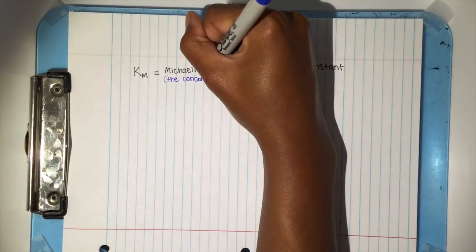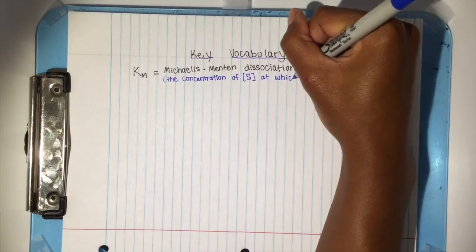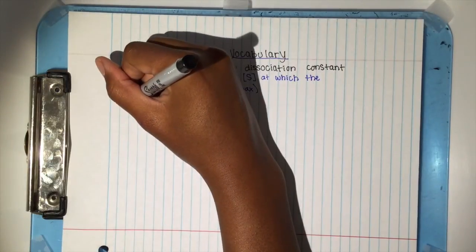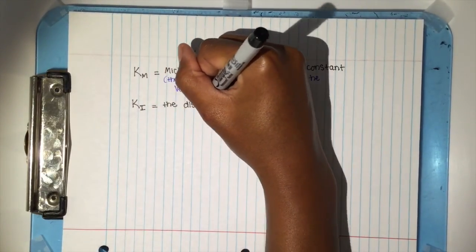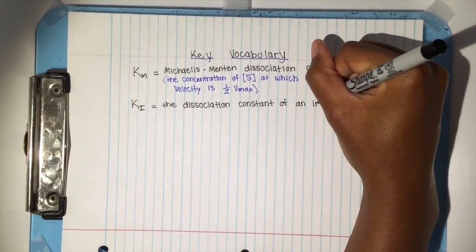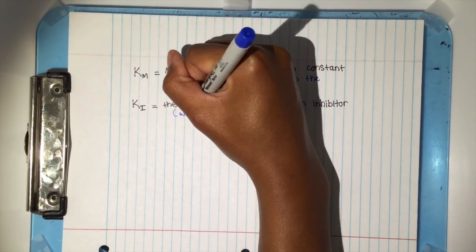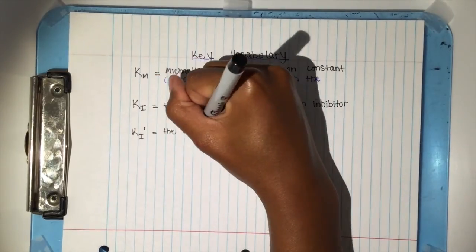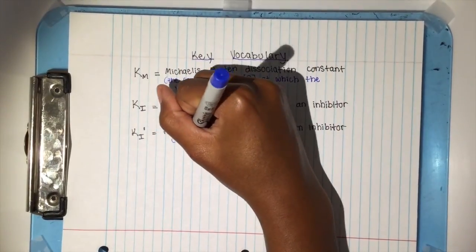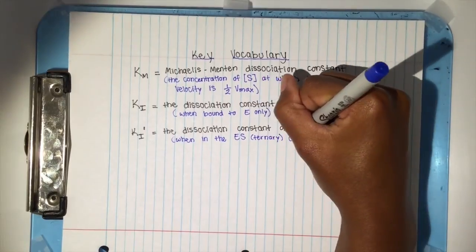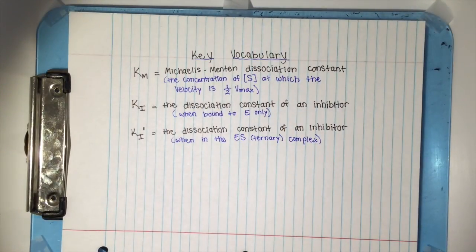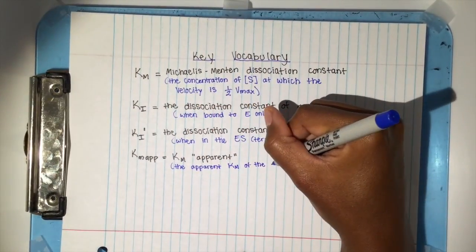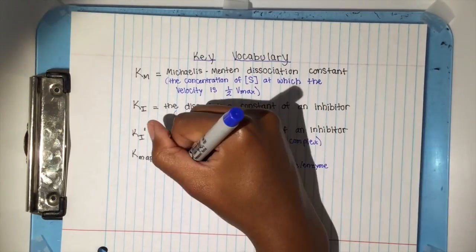First, the Km is the Michaelis-Menten dissociation constant, and it is the concentration of S at which the velocity is 1/2 Vmax. Next, we have Ki, and Ki is the dissociation constant of the inhibitor when it is bound to E only. Next, we have Ki prime, which is the dissociation constant of the inhibitor when it is bound to the ES or ternary complex. And lastly, we have Kmap or Km apparent, which is the apparent Km.